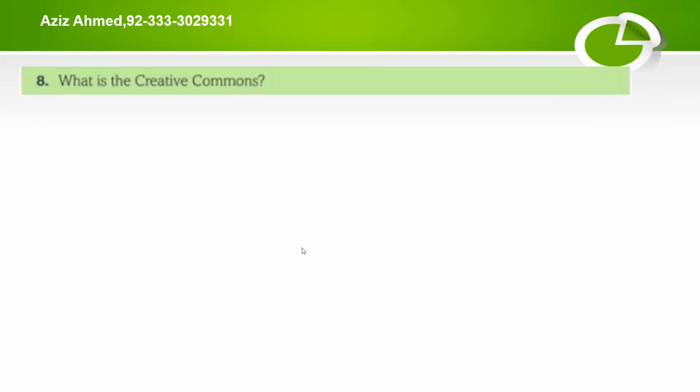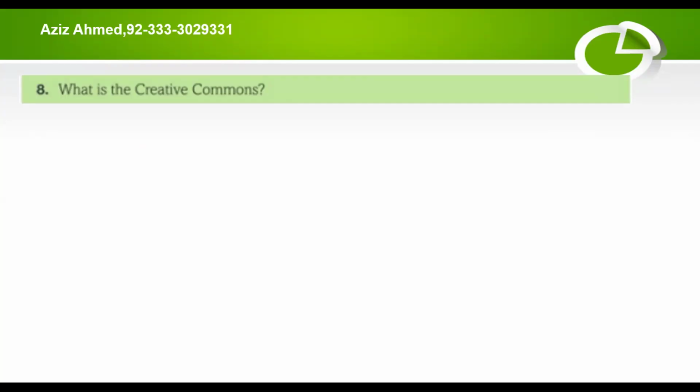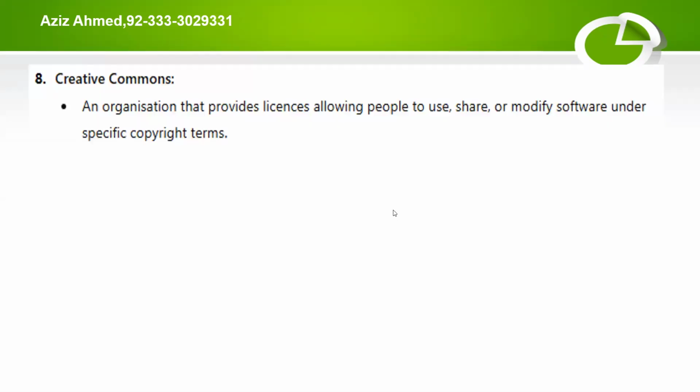What is Creative Commons? It's a system of special licenses created to share works without any problem. Now see here: an organization that provides licenses allowing people to use, share, or modify work under specific copyright terms. This is called Creative Commons.